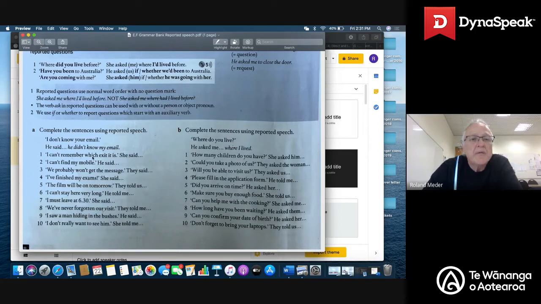I can't remember which exit it is. She said she. What's the past of can't? Could. What's the past of can't? It's negative, so it's couldn't. She said she couldn't remember which exit it was. This too must change. Which exit it was. Okay, you try those, and your teacher will give you the answers for that.